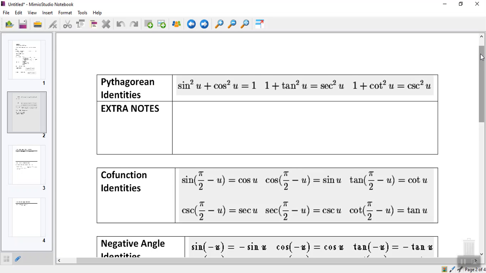Okay. We wrote some extra notes down here, didn't we? Isn't there a secant squared minus 1 in there? Yeah. What's secant squared minus 1 equal? Okay, so one thing I could do here, guys, is this.